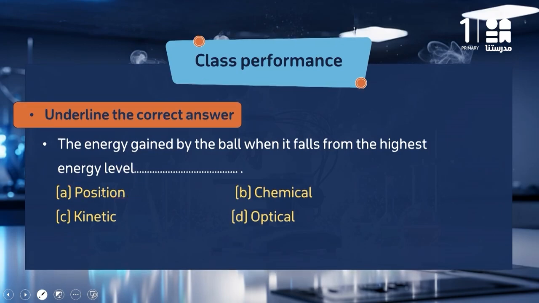A, position. B, chemical. C, kinetic. And the last one, optical. So, what is the energy that will be produced when an object falls? When the ball falls down, it will have kinetic energy.